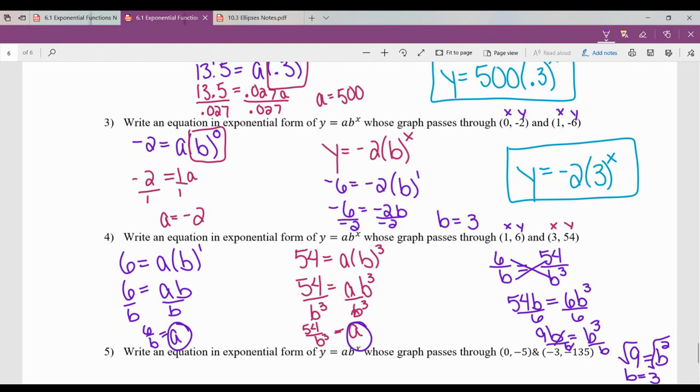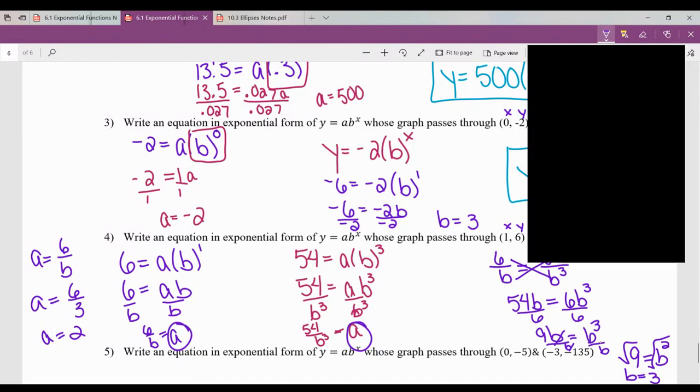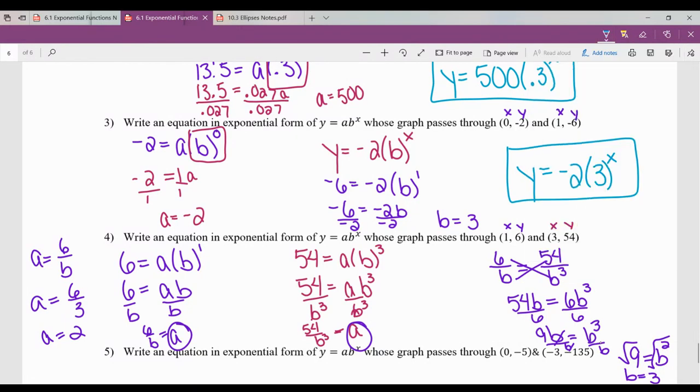Whoa, that was tough. Now I have what b is, so I can go back and figure out what a is, because I have that over here, so I have a is equal to 6 divided by b. B is 3. A equals 6 over 3, which is 2. So we've got our final answer. This was a really hard one, guys, just so you know. y equals 2 times 3 to the x.